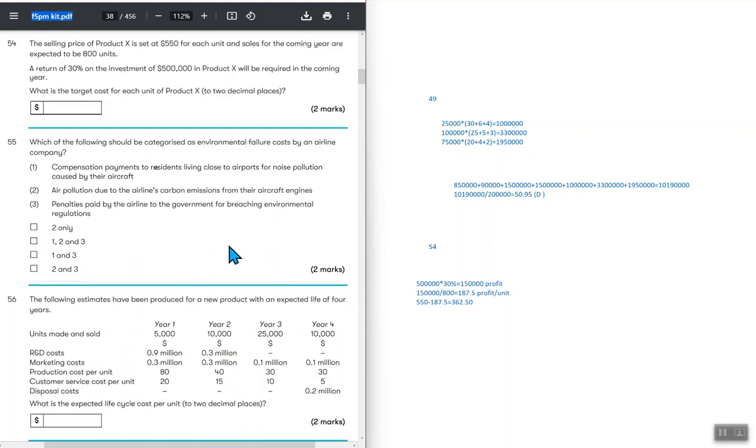Which of the following should be categorized as environmental failure cost by an airline company? Compensation payments to residents living close to airports for noise pollution caused by the airport, air pollution due to airline carbon emission from the aircraft engines, penalties paid by the airline to the government for breaking environmental regulation. Remember, environmental failure cost is when you affect the environment, and the cost that you are paying for that is environmental failure cost. So all of these are those things. So the payment that you're making to residents, air pollution that you're causing, and then the penalties that you're paying. So all of them.